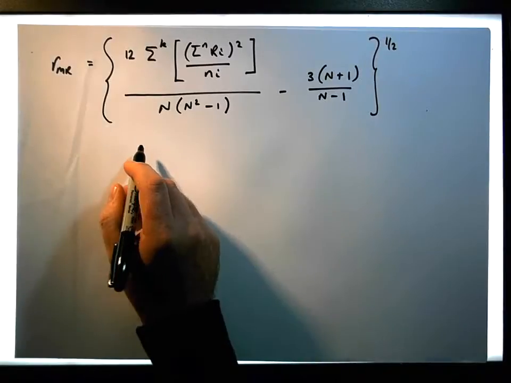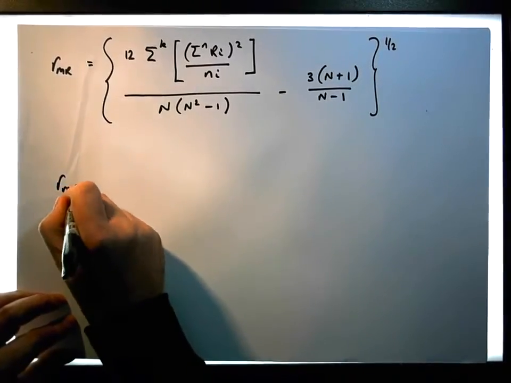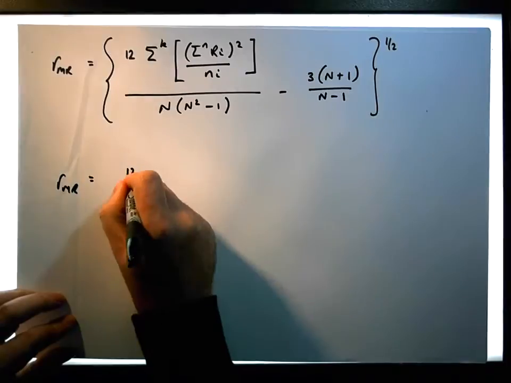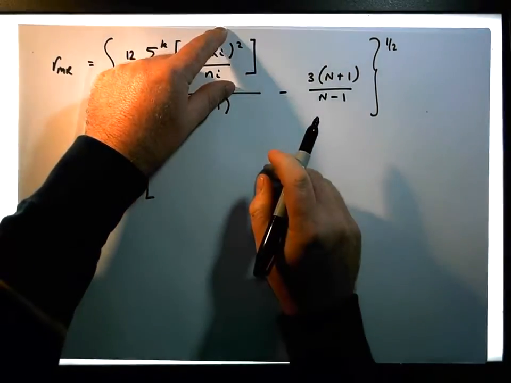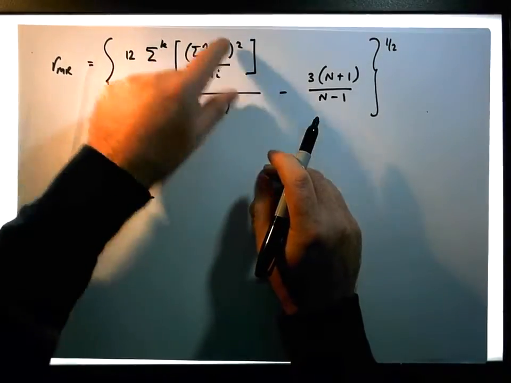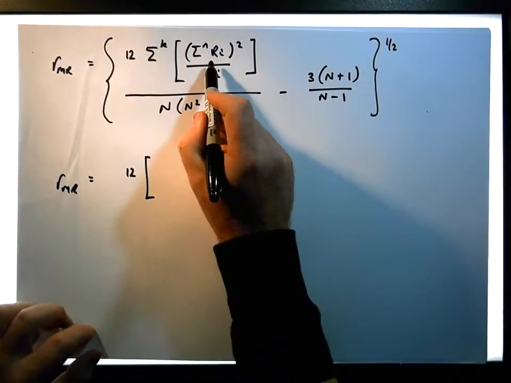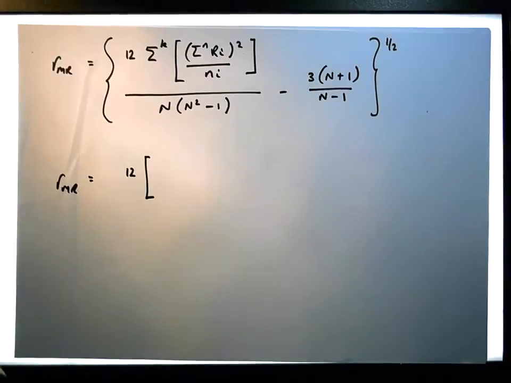We have R is equal to 12 times... Okay, so for each group, we're going to do this particular calculation effectively. So the first group, let me just bring this back across here.